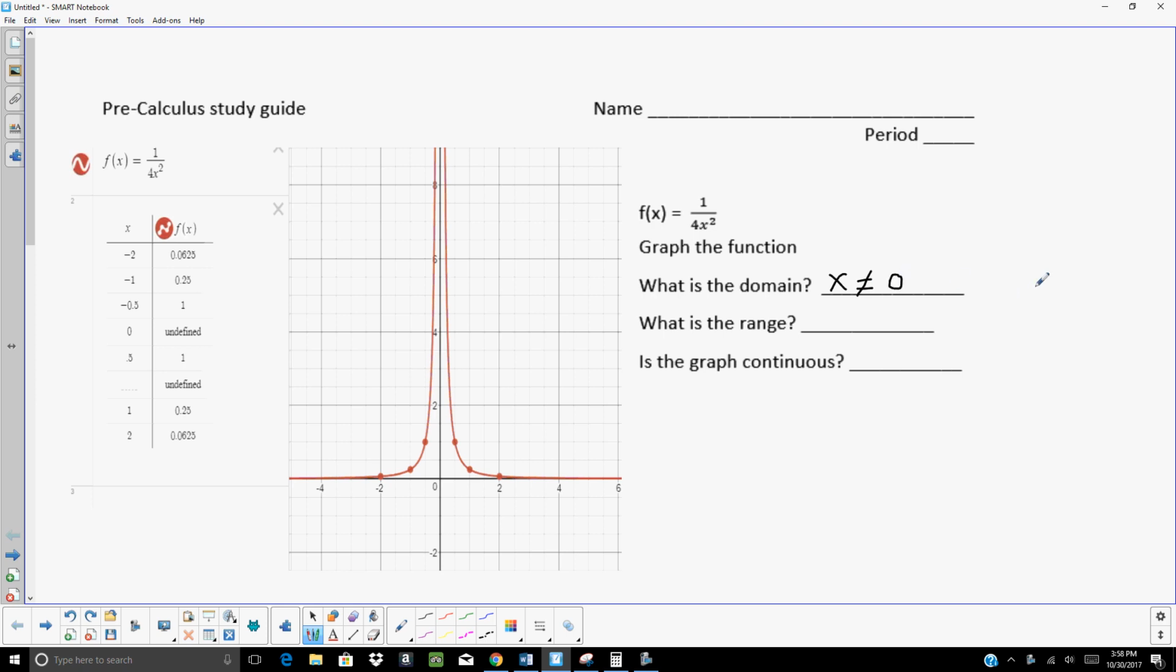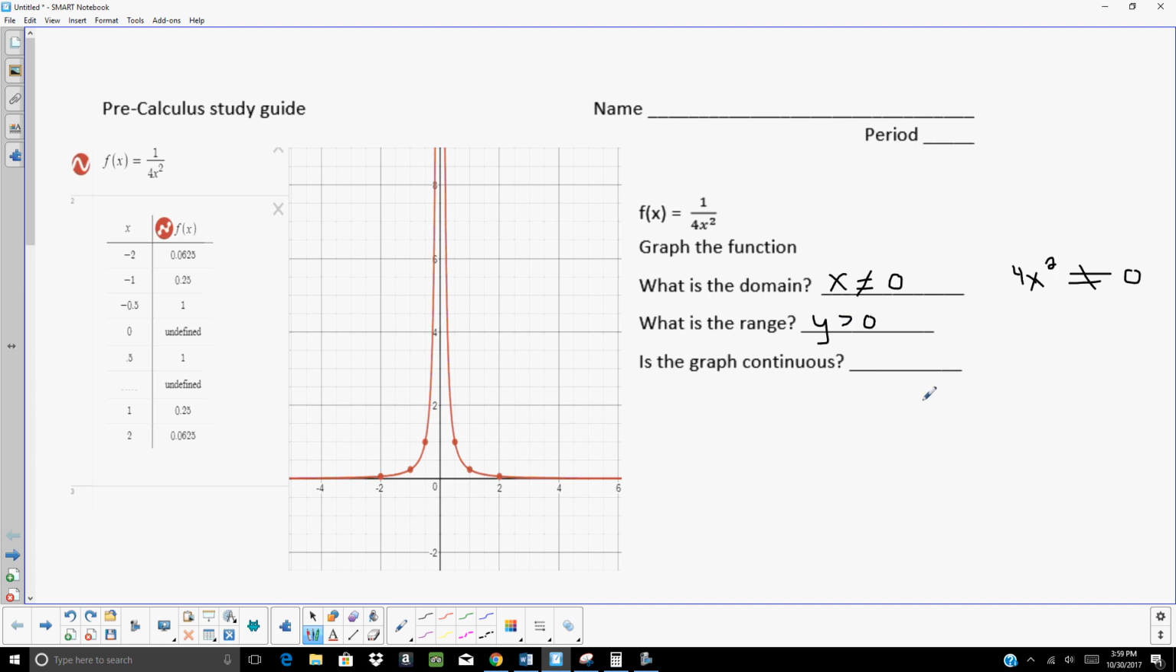And if you have any doubts, all you have to do is take the denominator, set it not equal to 0, and solve. Divide by 4, take the square root. The range, if you look at that graph, everything is greater than 0.